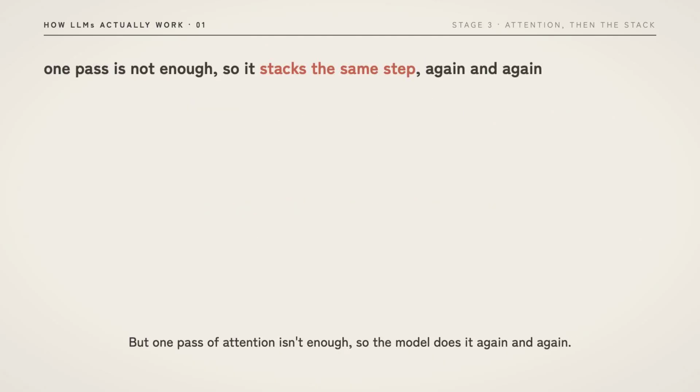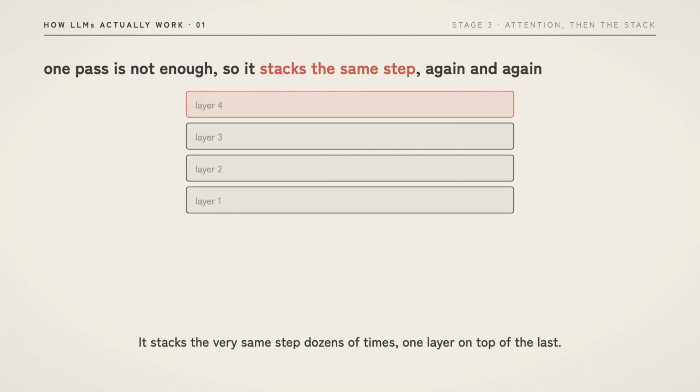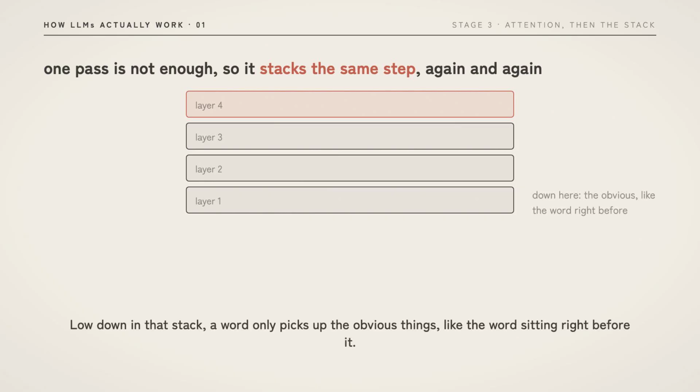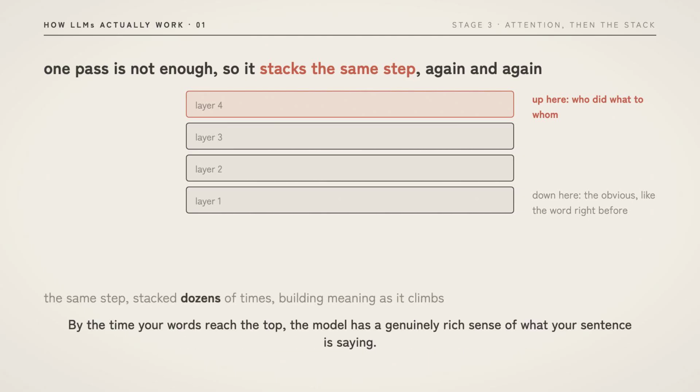But one pass of attention isn't enough, so the model does it again and again. It stacks the very same step dozens of times, one layer on top of the last. Low down in that stack, a word only picks up the obvious things, like the word sitting right before it. Higher up, it's combining all of that into real meaning, like who did what to whom. By the time your words reach the top, the model has a genuinely rich sense of what your sentence is saying.